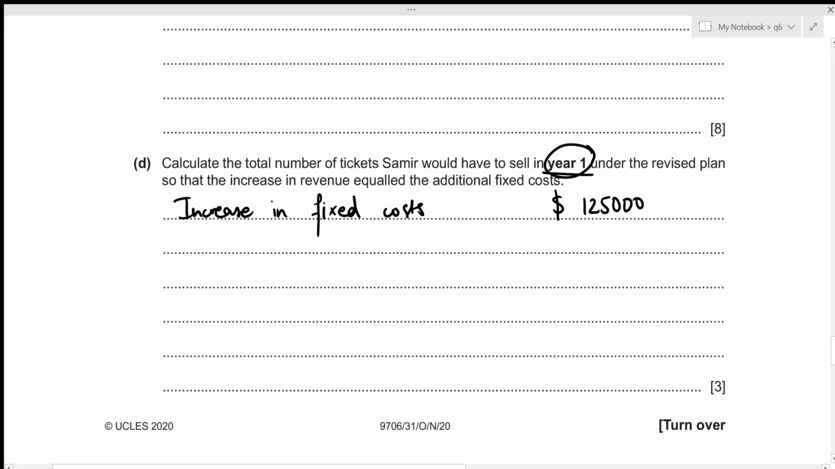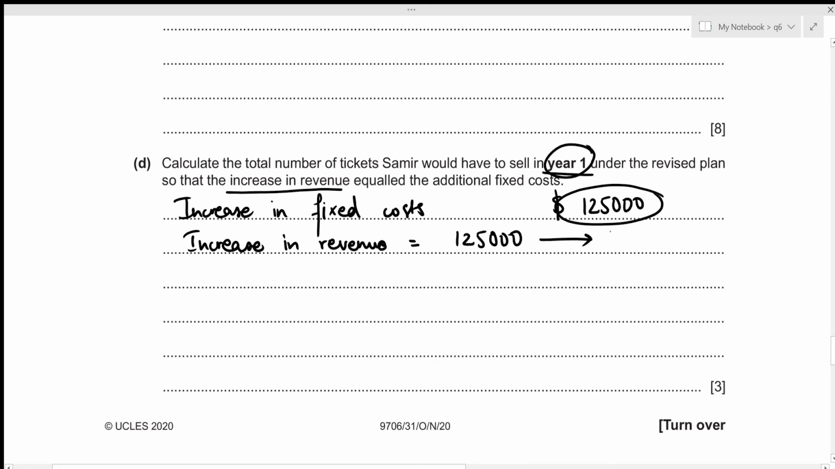And what we now require is that the increase in revenue should be equal to this value. Okay, let's write it down in an equation. So increase in revenue should be 125,000. And from this particular equation, we now need to figure out the number of tickets Samir would sell in year 1 under the revised plan, right? So let that variable be y. So y is going to be the number of tickets sold under revised plan for year 1.